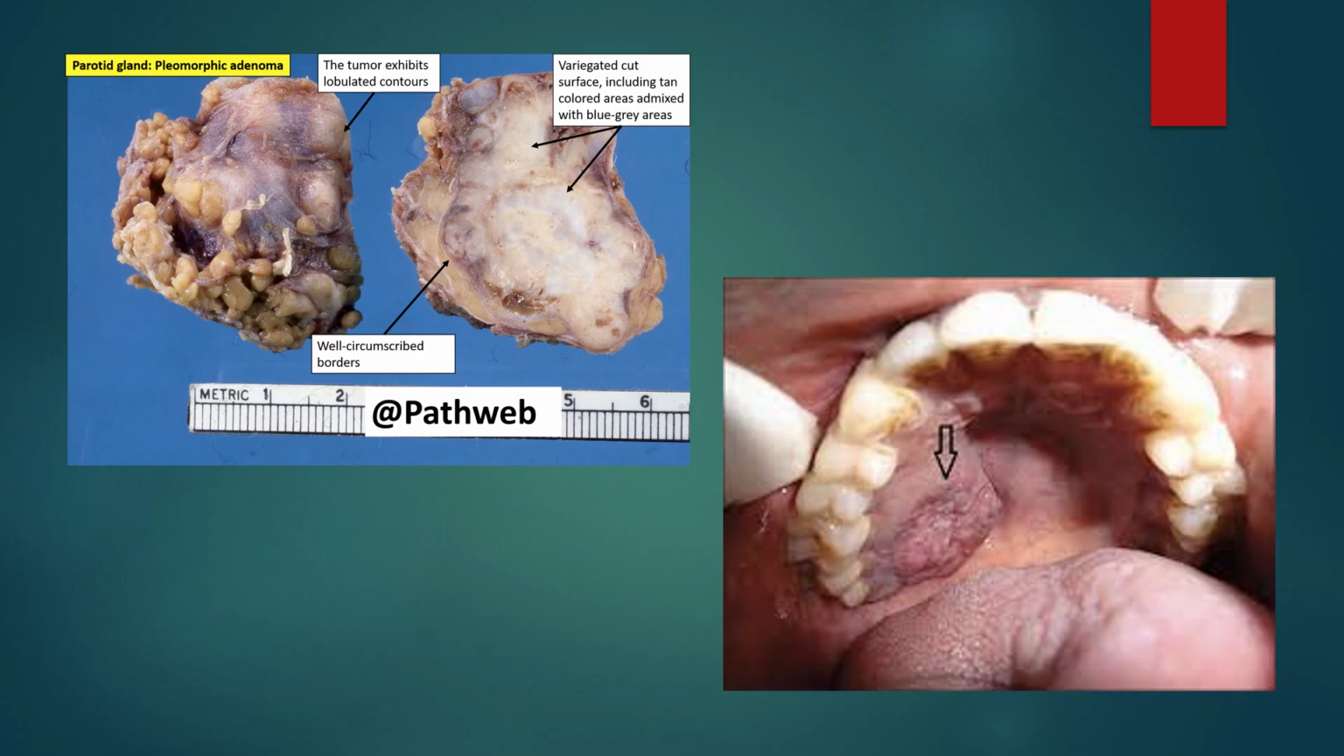On the clinical image to the right, you're seeing a classic palatal mass. It's firm, painless swelling, slow growing, and often discovered incidentally. The overlying mucosa is usually intact.